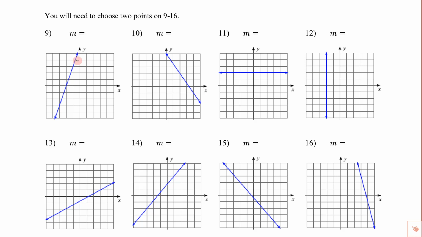This one right here would not be a convenient point. Neither would that. But this one is a nice convenient point. That one's not, but this one is. You can pick any two convenient points you want and it'll give you the same answer. So let's take a look at number 9.